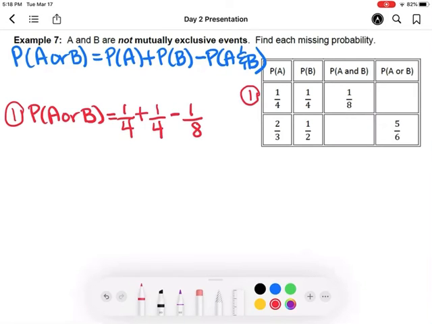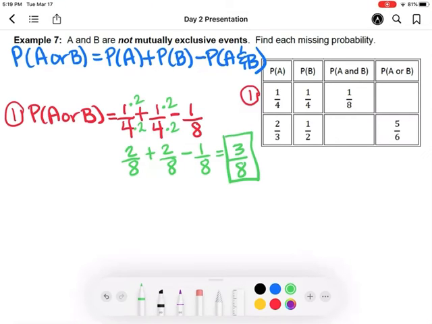So just to remind you, you cannot subtract or add fractions unless you have a common denominator, which in this case is going to be 8. So, we'll just make these denominators 8. And I know you guys don't need to see this, but so we'll have 2/8 plus another 2/8 minus 1/8. So we have 4/8 minus 1/8 will leave us with a 3/8 chance of event A or B happening.